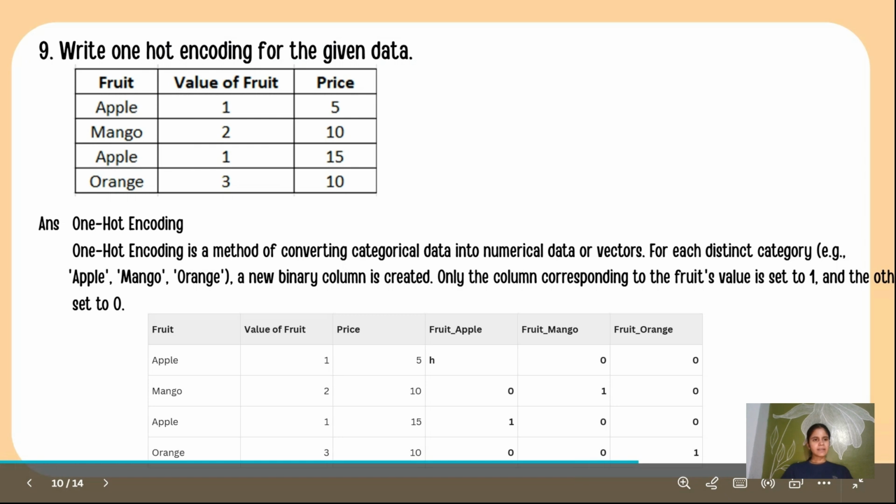Now move to the next question. Here's question number 9. Write one hot encoding for the data given below. There is a table which contains three columns: fruits, value of fruits, and prices. Using this given data, we have to do one hot encoding.